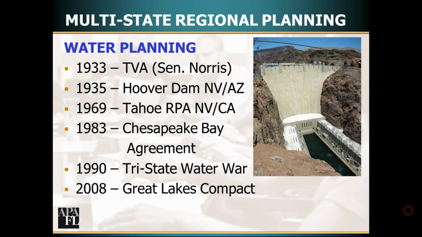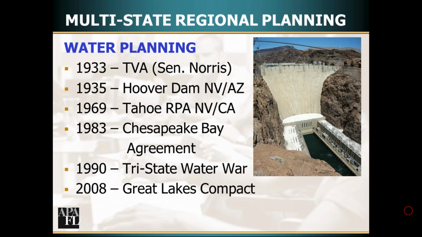Another classic one is the Chesapeake Bay Agreement, a compact between multiple states and the federal government in Washington, D.C., to try to clean up Chesapeake Bay. These are voluntary programs that were set up where the states wanted to do this.